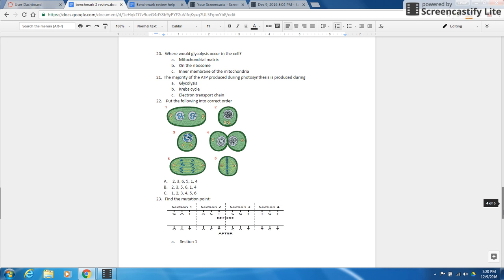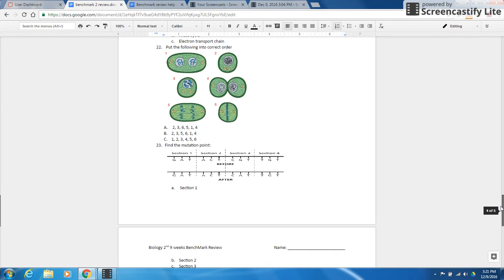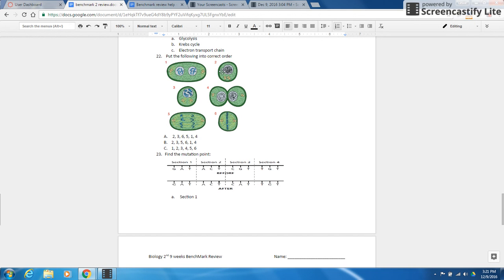Okay, 22, put the following in the correct order. So we look at these cells and we're going to put them in order. So we've got the interphase, and then we've got prophase, and then that's more like prophase, then no. Here we go. 2 is interphase, 3 is prophase, and then we have metaphase because they've lined up in the middle.